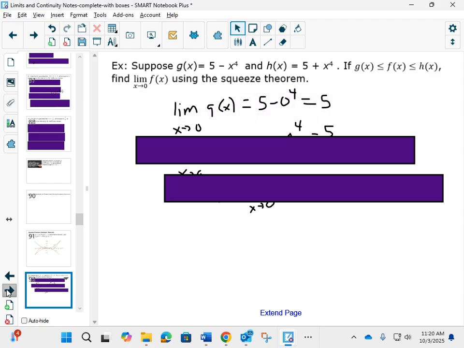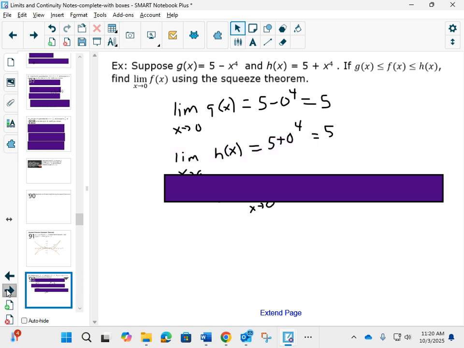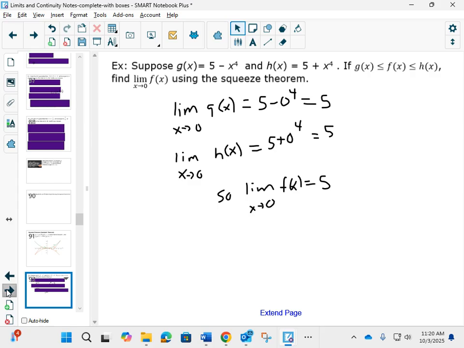We know that the limit as x goes to 0 of g of x is equal to 5. And we know that the limit as x goes to 0 of h of x is equal to 5. We can therefore squeeze it and say, since f of x is always in between them, then as x goes to 0 for f of x, it also has to be 5.